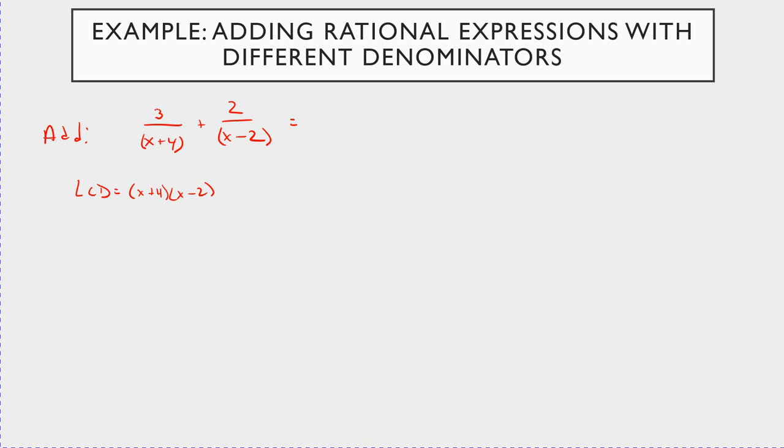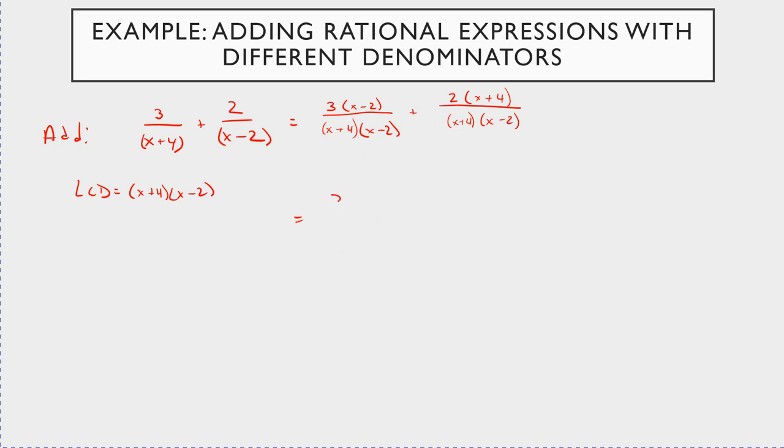Well, look at this one, okay? It already has an x plus 4, so what is it missing? It's missing an x minus 2. So whatever I multiply into the denominator, I have to also put into the numerator. Add to it 2 divided by x minus 2. Well, look, it has an x minus 2. So what's the denominator missing? It's missing an x plus 4. So whatever I multiply into the denominator, I then multiply into the numerator.